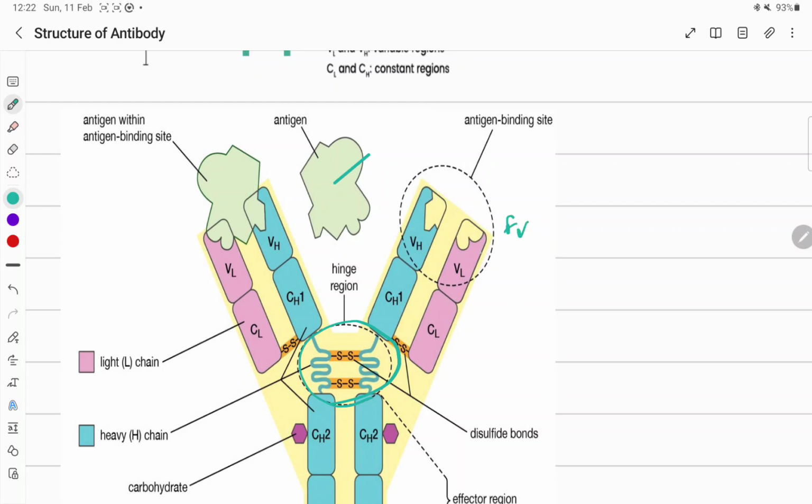The site of the antigen which binds to the antibody is called the epitope. So this is called the epitope. The site of the antibody which binds to the antigen is called the paratope. So in actuality there is interaction between the epitope and the paratope. Epitope is present in the antigen and paratope is present in the antibody.